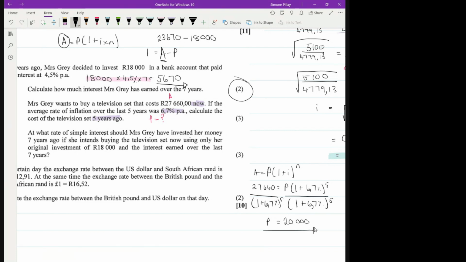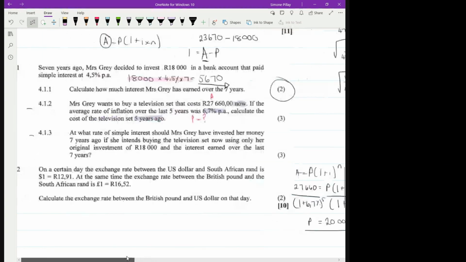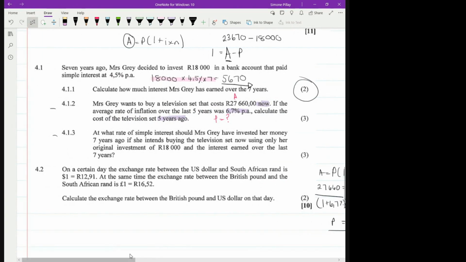And so this is what my present value would have been 5 years ago. Why did I know it was my P value? Well, remember, this 27,660 is the amount that they gave me for now. But the amount that they wanted to calculate was 5 years in the past. So because I'm dealing with the past, I had to make the value now my future value. Because in the past, that would have been my future value. And so my P value is what was unknown, and I've now calculated it as 20,000. Okay, I think I'm going to end off on there.